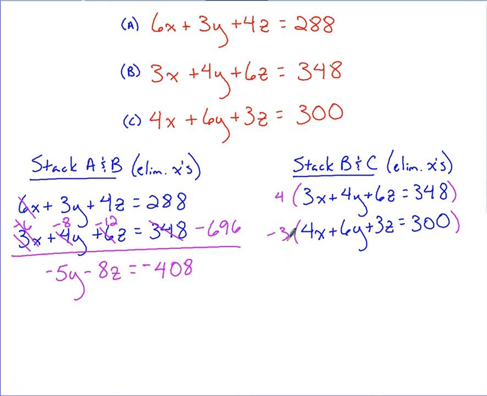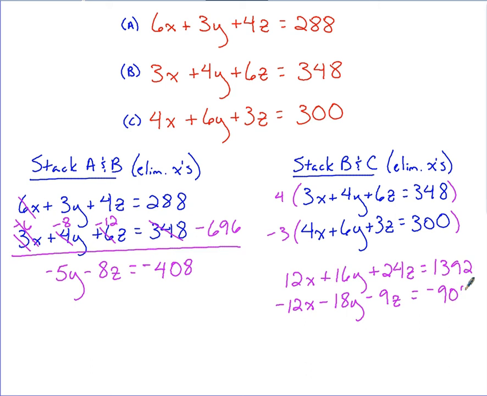I'm going to try to work on top of this so I don't have to rewrite so much. I'm going to go ahead and bring this down. 4 times 3, we got 12x. 4 times 4, we got 16y. 4 times 6z, we've got 24z. 4 times 348 is how much, please? 1392. Okay. -3, distribute through to the second equation, we get -12x, we get -18y, -9z equals, I got this one, -900, yeah.